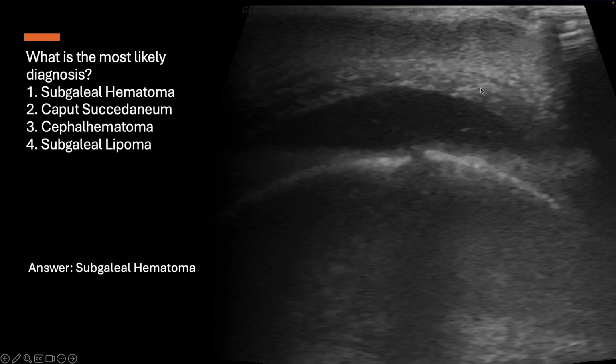So based on this information, what are the options? What is the diagnosis? It is subgaleal hematoma because, one, a subgaleal hematoma is a collection that crosses the suture line. It is a collection which is between the periosteum and the subgaleal aponeurosis, also known as the galea aponeurotica. So the answer is subgaleal hematoma.